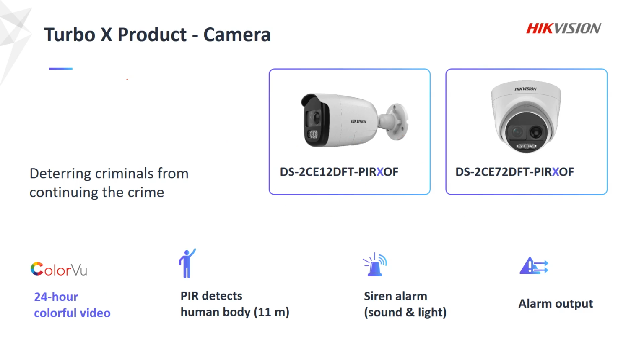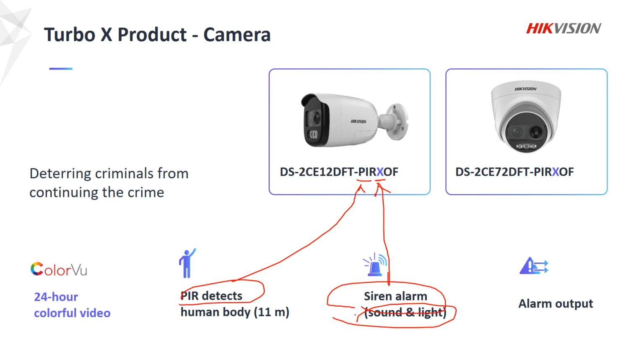This is the Turbo X camera. So there's an X in the middle of the name of the analog camera. If there's an X, it means it is a Turbo X camera. And PIR means the PIR function. X means the built-in siren. You'll remember, it has the red and the blue flashlight, and it has a siren alarm.